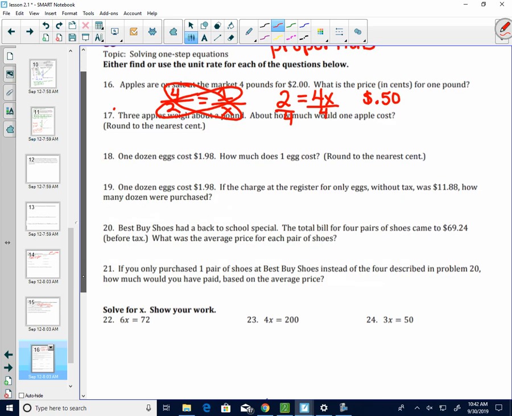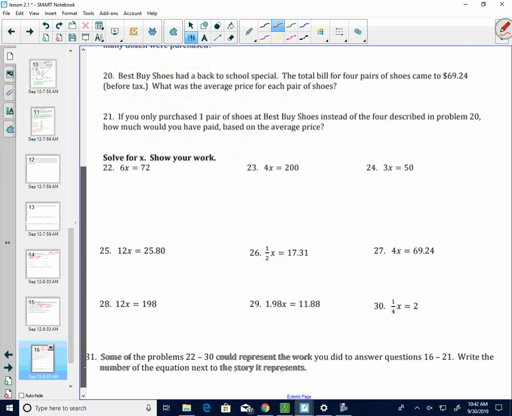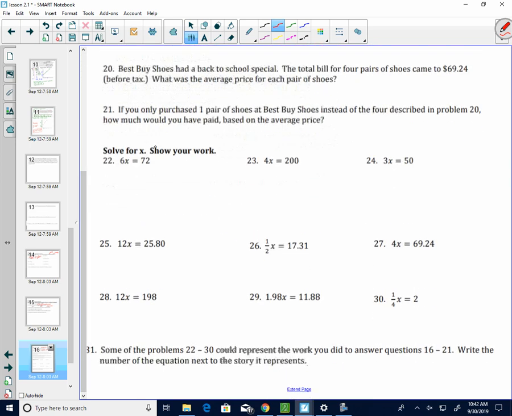And then 22 through 30, these are all one-step equations. What's the inverse operation of multiplying? Dividing. So we have to show our work. We have to show that we know that we divide both sides by 6. 6 divided by 6 leaves us with 1x. 72 divided by 6 leaves us with 12. So x is equal to 12. And this is how we have to write our answer.